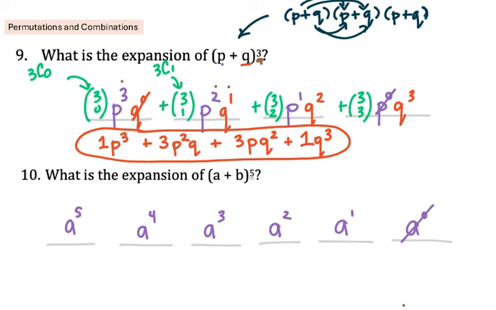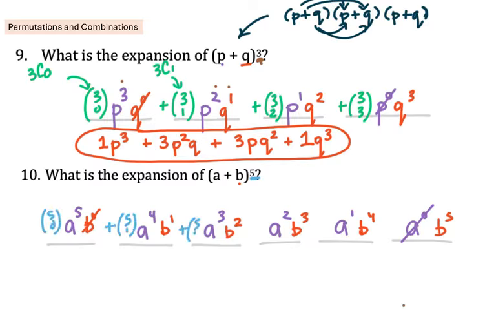And then we will start with the b term now, and we'll say b to the 0, b to the 1, b squared, b cubed, b to the 4th, b to the 5th. And again, anything to the 0 power goes away. It's just 1. Now we will look at the coefficients. We start with this power 5. It's 5 choose 0, and 5 choose 1, and 5 choose 2, and 5 choose 3, 5 choose 4, and lastly 5 choose 5.